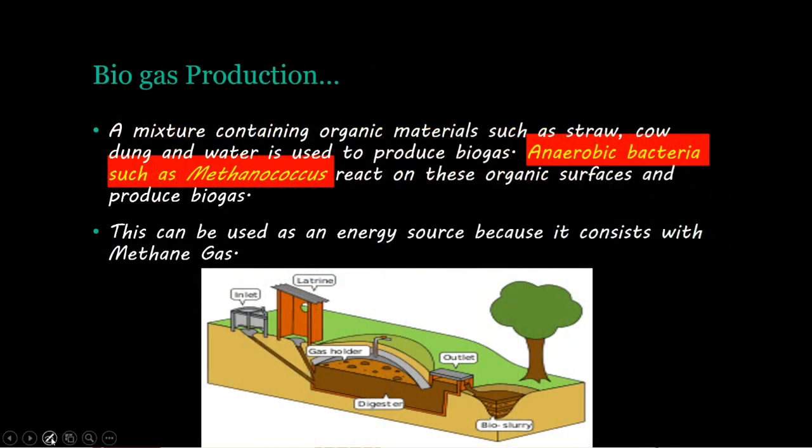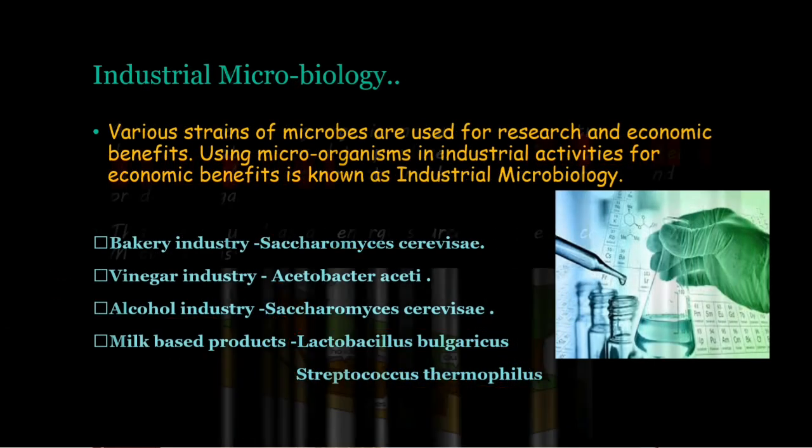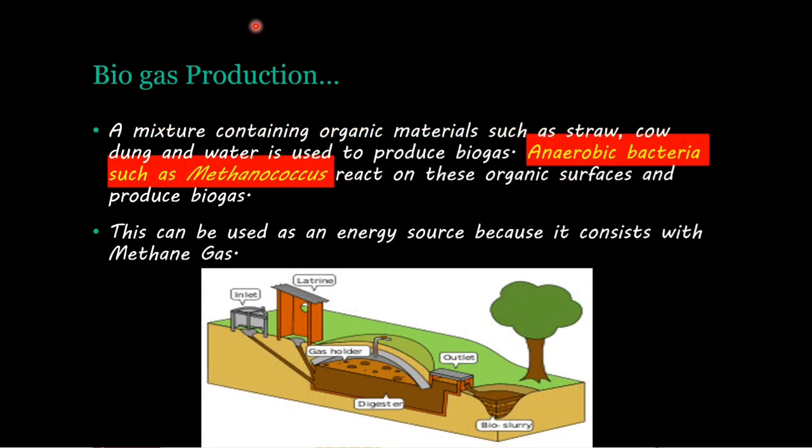And the other one is biogas production. In biogas production as well, we use microorganisms. So this is also a main point that we use microorganisms for industries. What is meant by biogas production? A mixture containing organic materials such as straw, cow dung, and water is used to produce biogas. Anaerobic bacteria such as Methanococcus react on these organic materials and produce biogas.